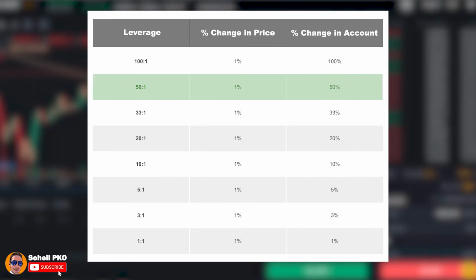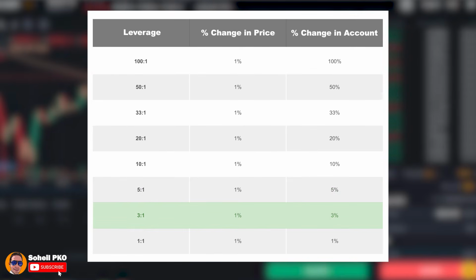Or with 50 to 1 leverage, with only 1% change in the price, we will have 50% change in our trading account. And you can see as we move to lower leverages, the risk also decreases. For example, for the leverage of 5 to 1, 1% change in the price will result in 5% change in our account, or for the leverage of 3 to 1, it will be 3%.